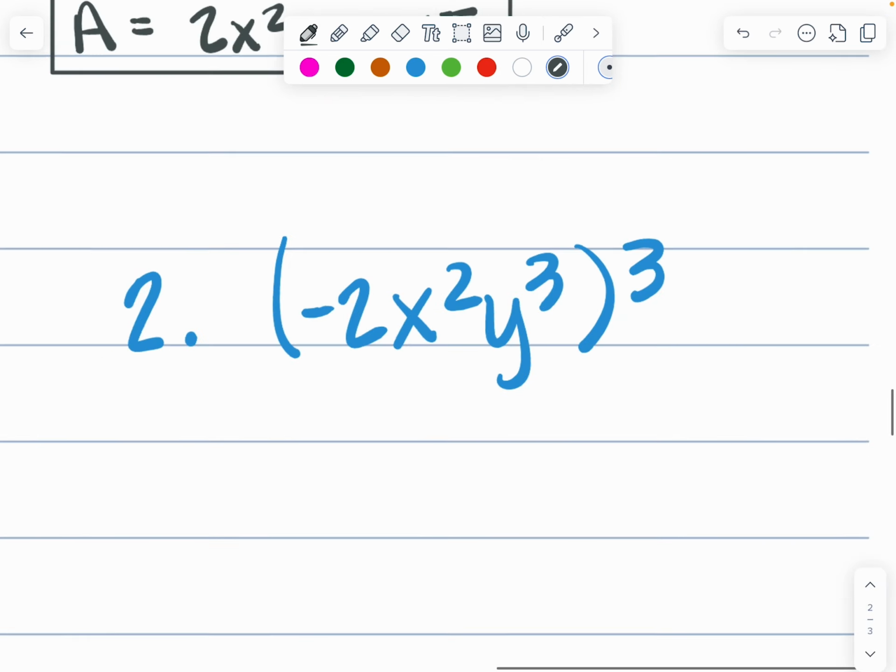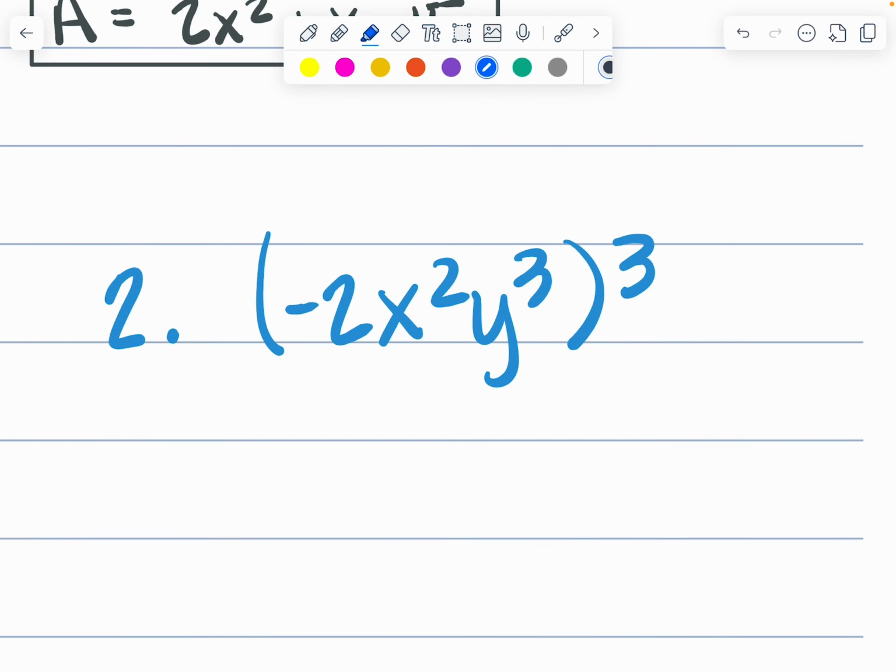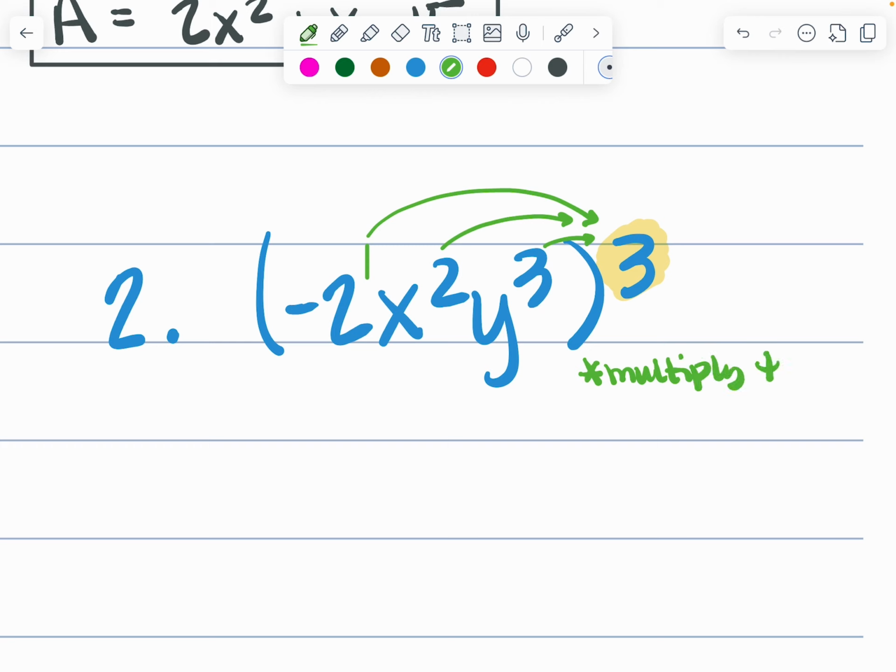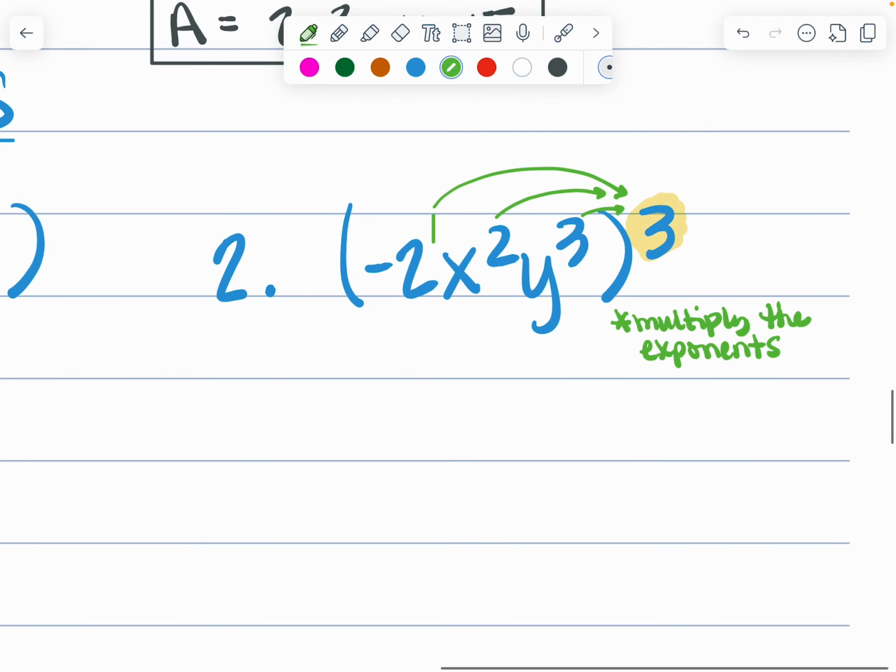Okay, now over here, we've got a totally different scenario. This is what I was talking about a second ago. We have a power, and all the powers inside are getting raised to the 3rd power on the outside. So I don't want to forget that this 2 has an understood 1. Because I have powers being raised to another power, this is where we multiply the exponents. You only do that when you have a power on the outside. That's the only time you're going to do that.